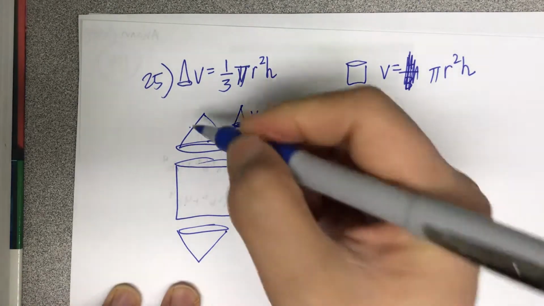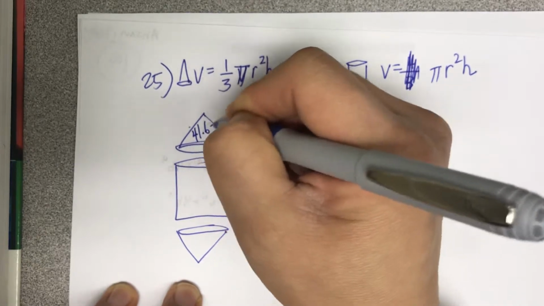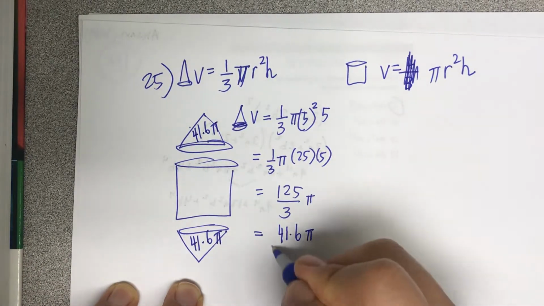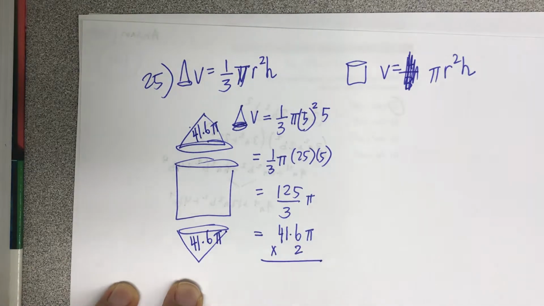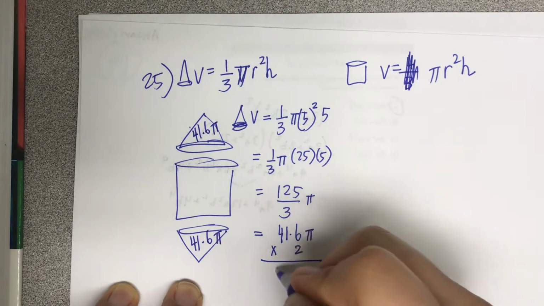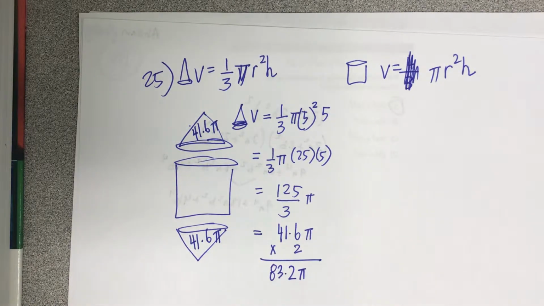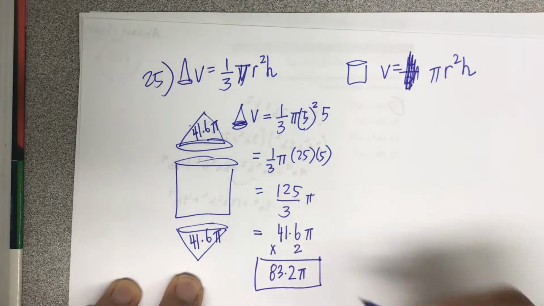But we know that we're going to have, so this is 41.6 pi. But we know that this one is also 41.6 pi. Okay, so we're going to multiply that by 2. And we're going to get 83.2 pi. Okay, so this is going to be our first one.